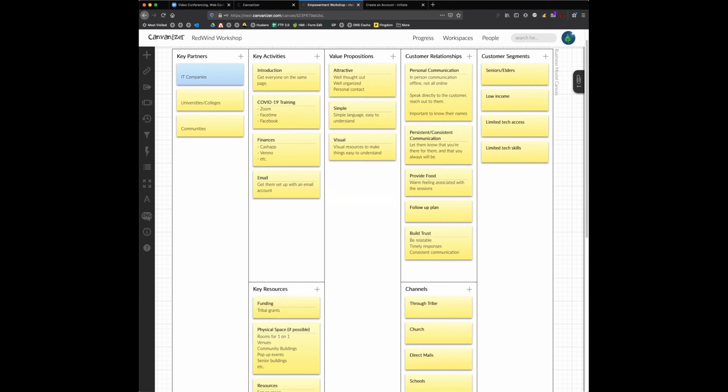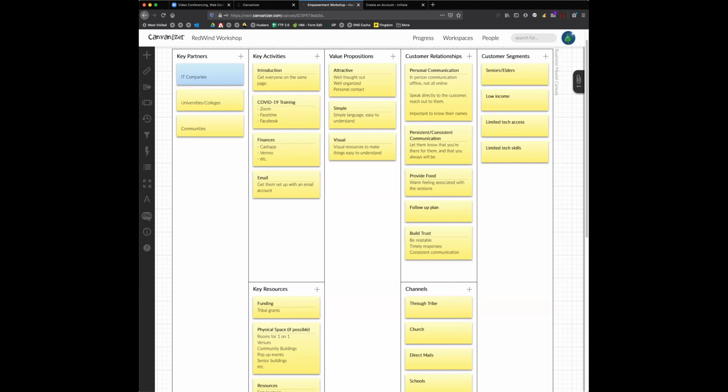So we started with our key partners. And so we were thinking IT companies, university colleges, and communities would be great key partners in how we can basically advertise this information and connect with different people to discuss some programs, workshops, and ideas that we want to put in place to be able to educate this targeted audience.